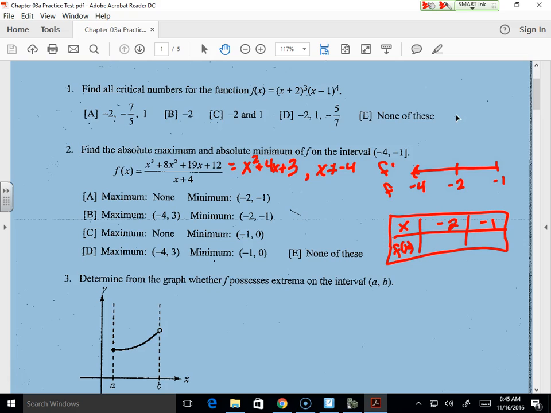I wanted to help you really quickly on number 2 because it's an oldie but a goodie, but it's a little tricky. And it gets a lot easier as soon as you use long division.